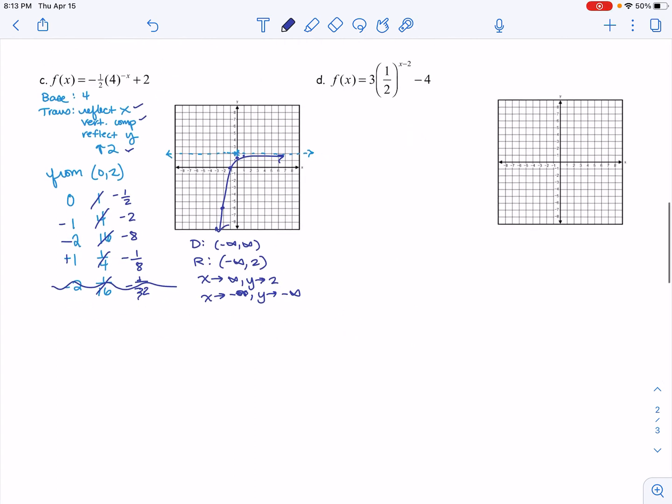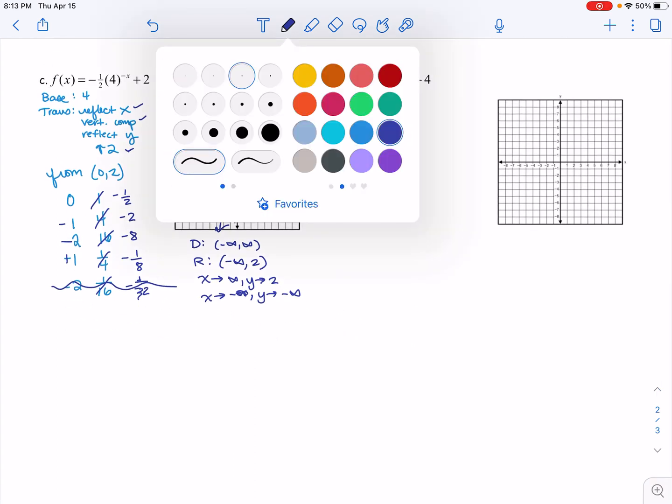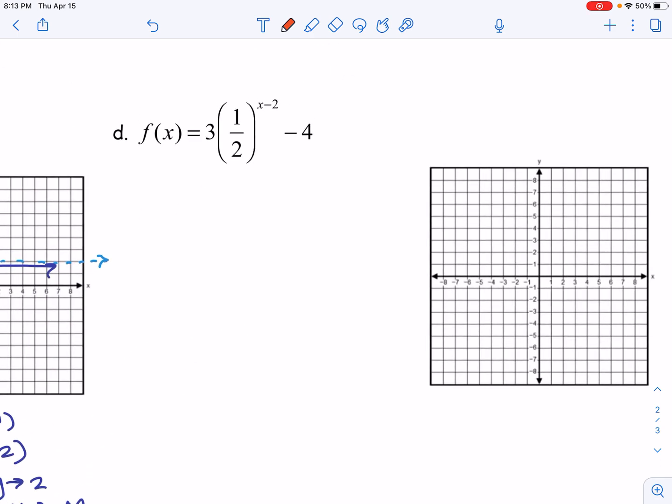All right, and here's our last problem. Okay, so identify the base. This time our base is 1/2, so it is going to be another decay, if you want to think of that, because anytime your base is less than 1, it's a decay, greater than 1, it's a growth. Okay, but we also have some transformations.